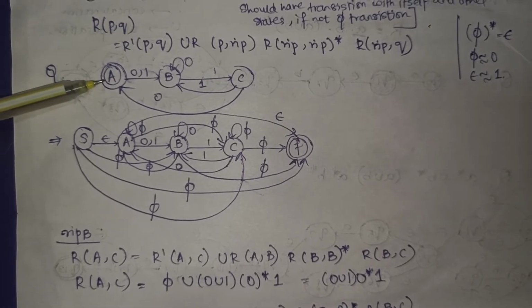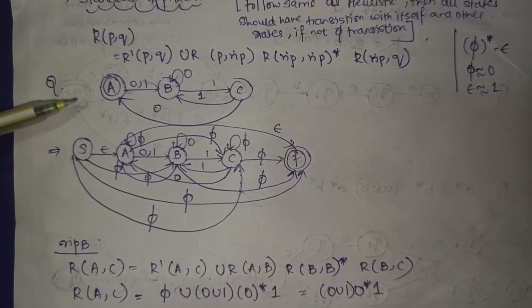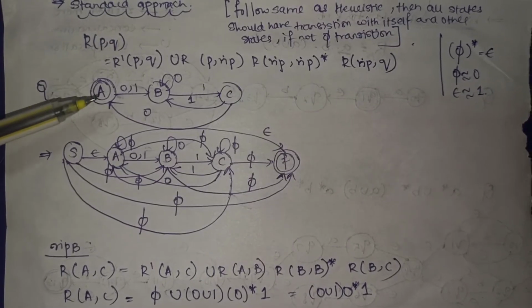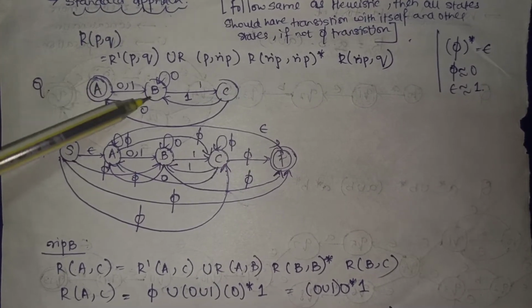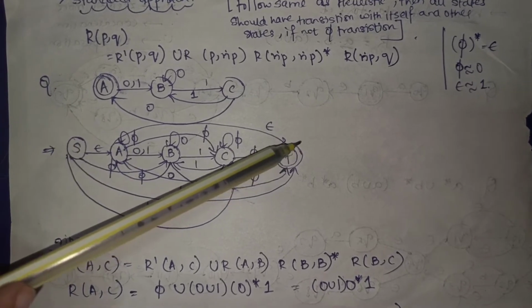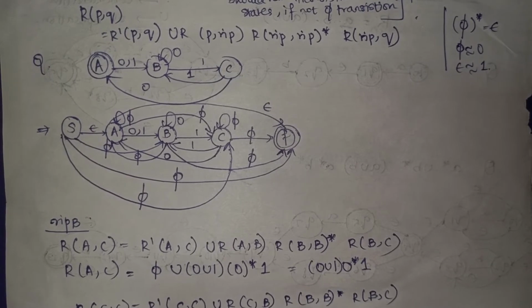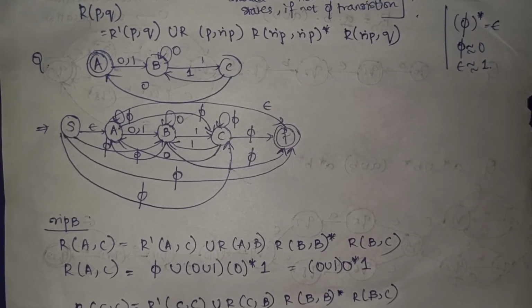Since the start state has an incoming edge, you'll have a new start state, and since the final state has an outgoing edge, it will have a new final state with an epsilon transition. All the other states are reachable, so you don't have to remove any states. That is about the heuristic approach.